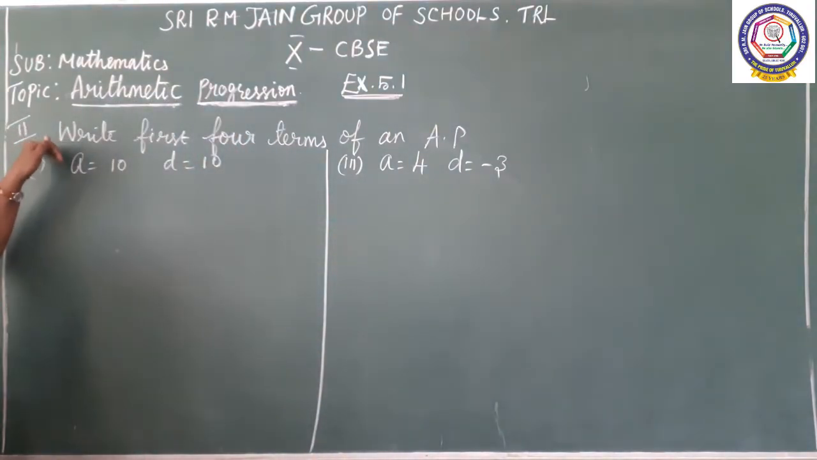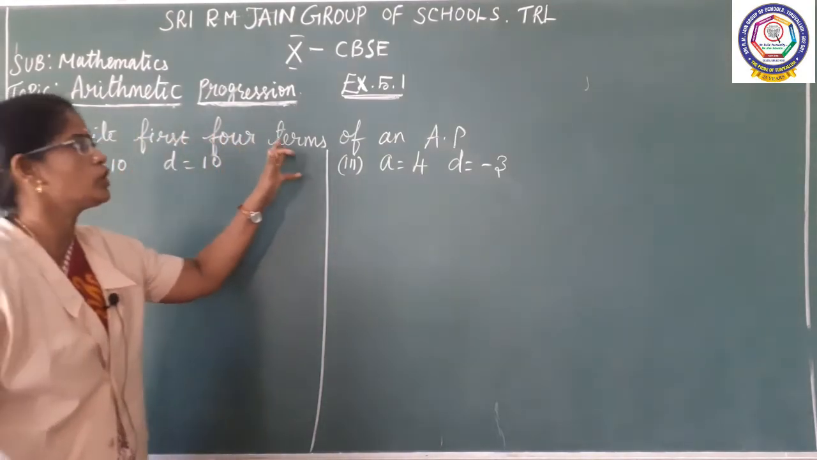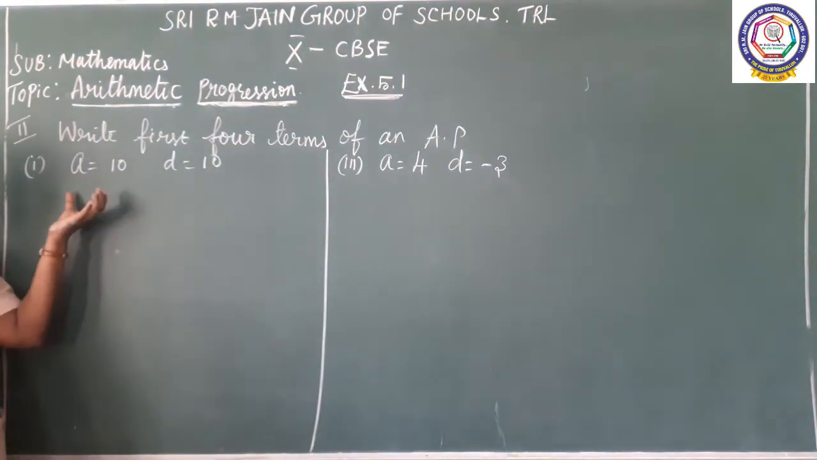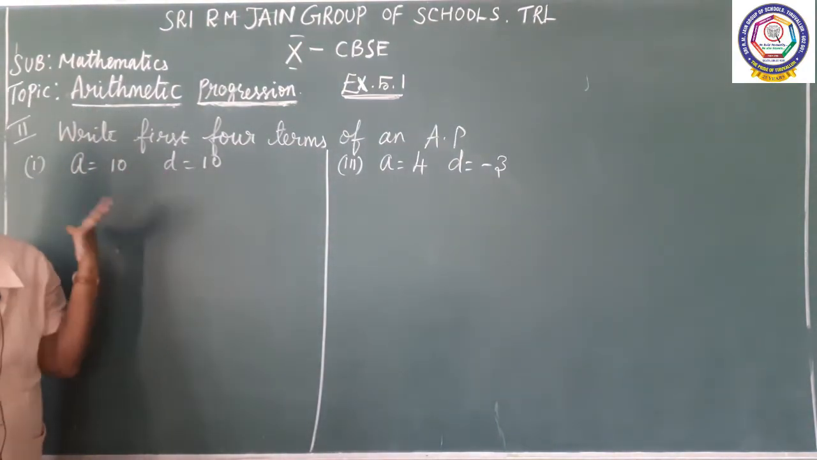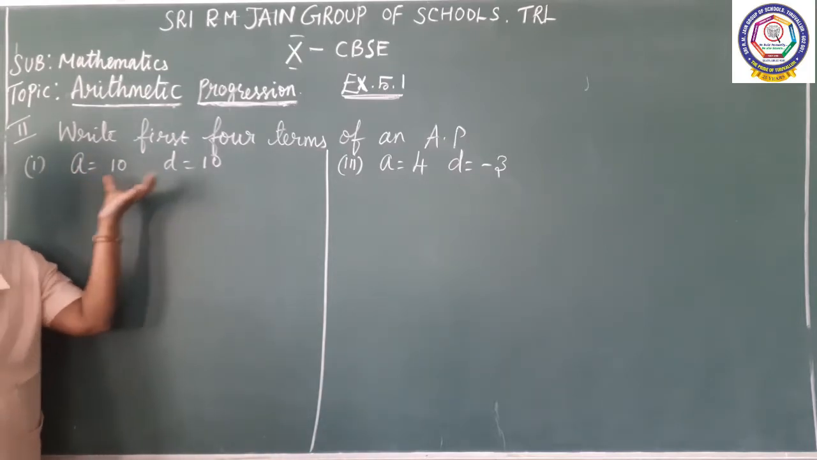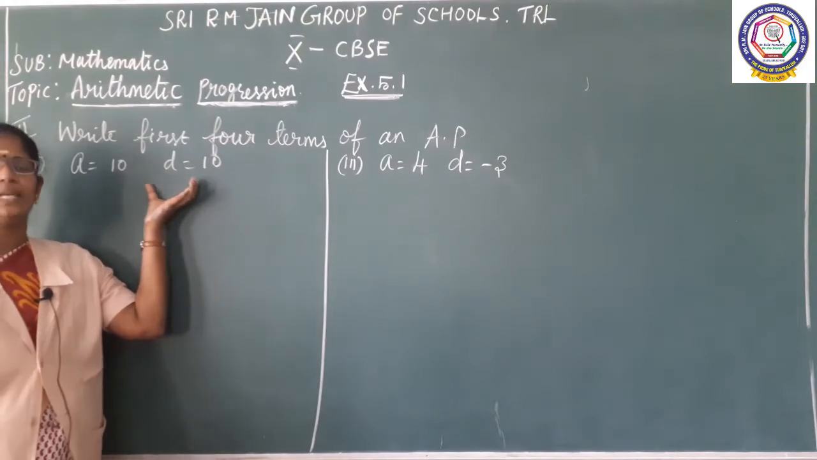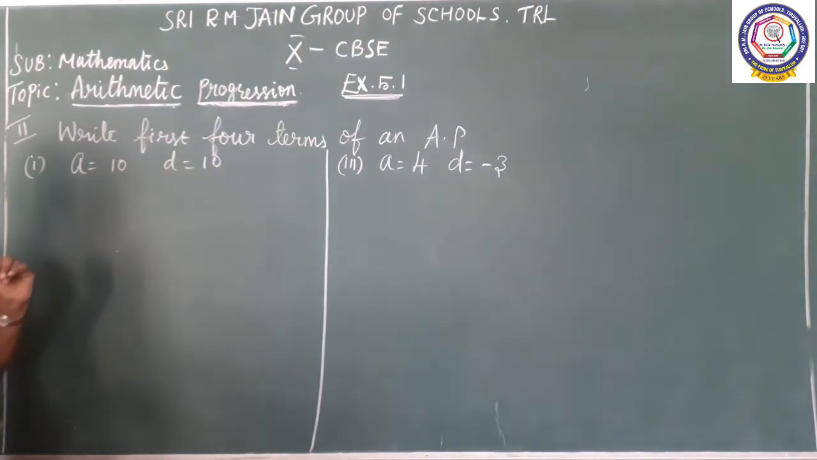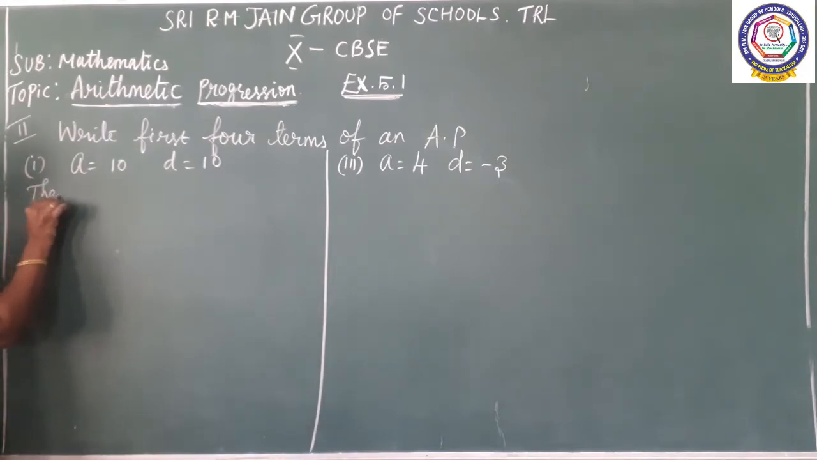Question number second. Sum number 2. Write first 4 terms of an AP. First subdivision. What is given here? A equal to 10, D equal to 10. We know that one. What is A? A here represents the first term. What does D represent? D represents here the common difference. So we know the general form of an AP. What is the general form of an AP?